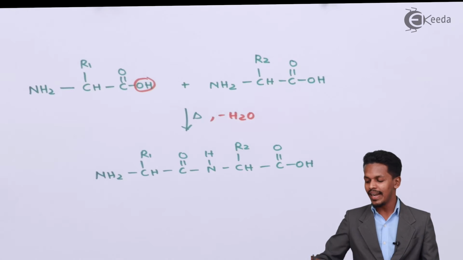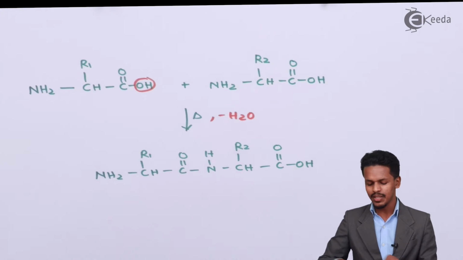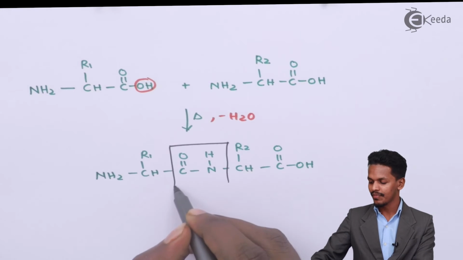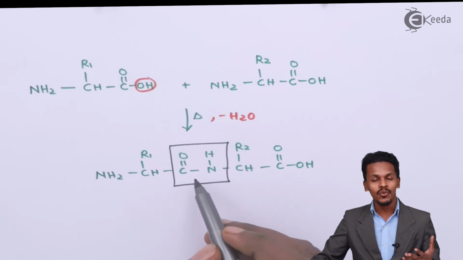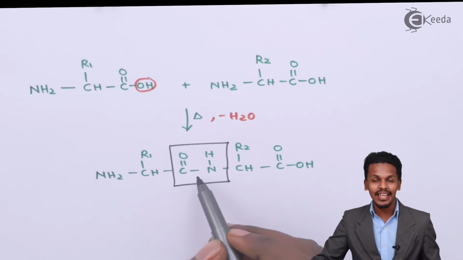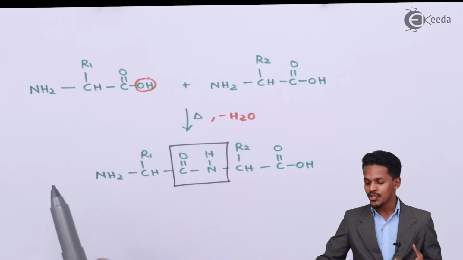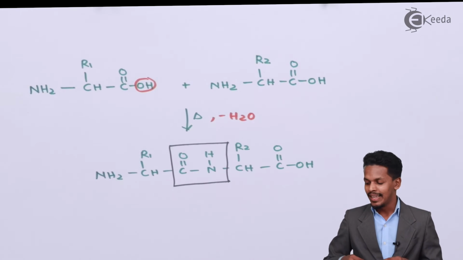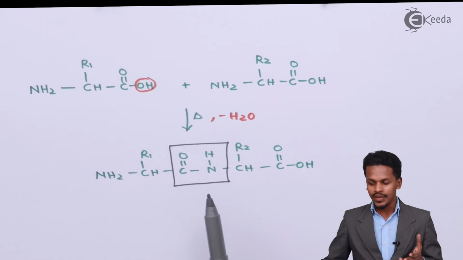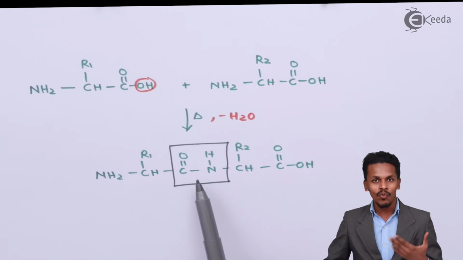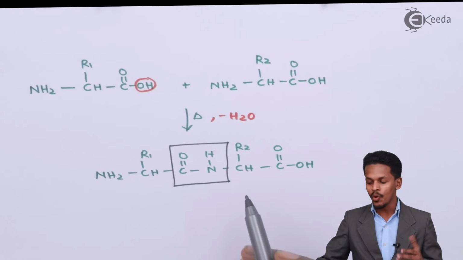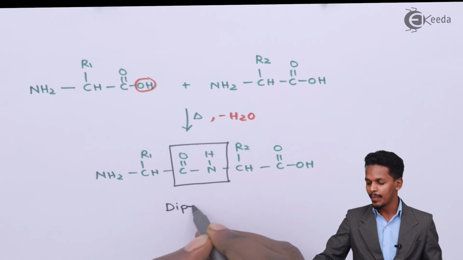So here we can find an amide group. Let me highlight that amide group. This amide group is known as the peptide linkage, and its main function is to combine these two amino acids. This peptide linkage combines the two amino acids, and that's the reason this kind of compound is known as a dipeptide.